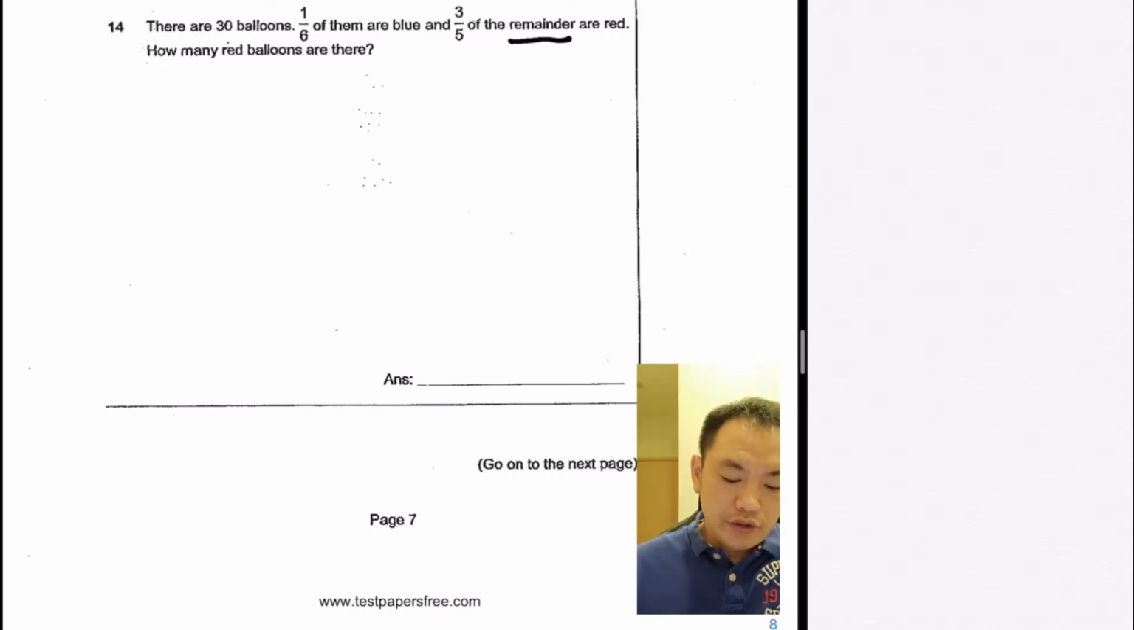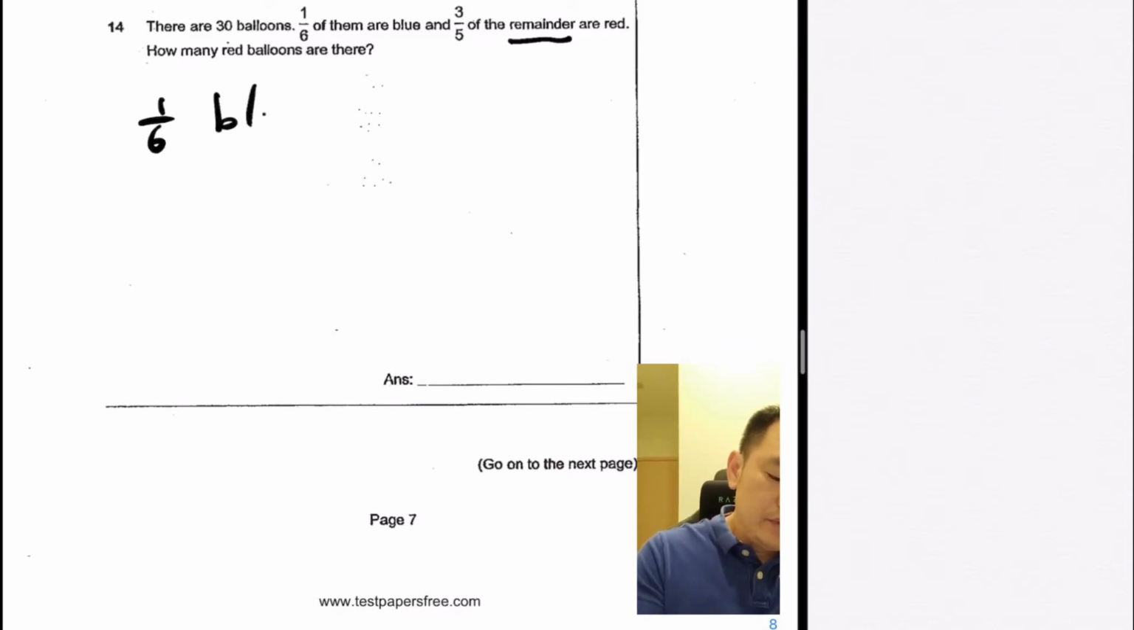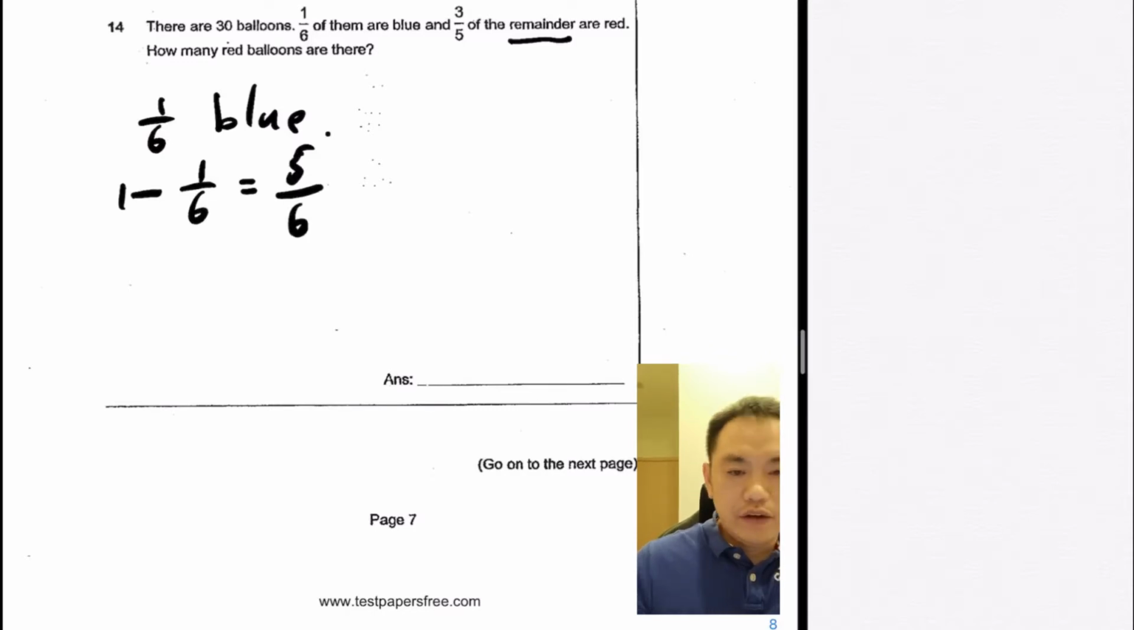Okay, so there are 30 balloons in total. 1/6 of them are blue. So how many of those are the remainder? So 1 over 6 is blue. So the remainder is equal to 1 minus 1 over 6, which is 5 over 6.